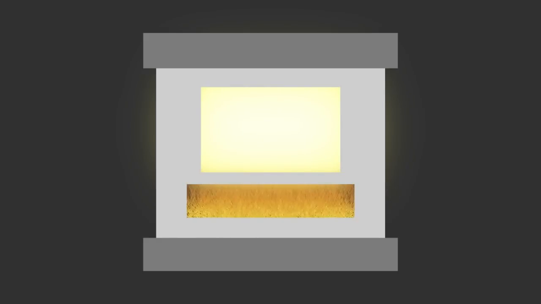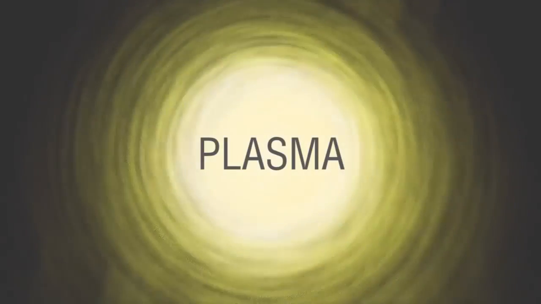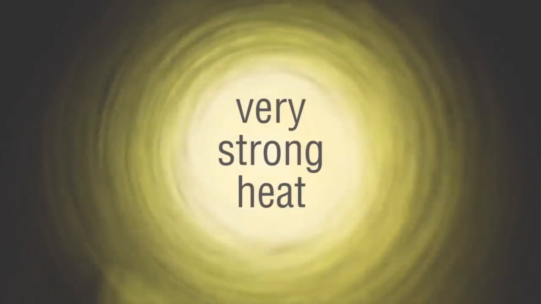For certain substances, if we continue to apply heat to their gaseous form, another change of state could occur. These substances can go from a gas to a state of matter called plasma. For this change of state to occur, very strong heat must be applied.